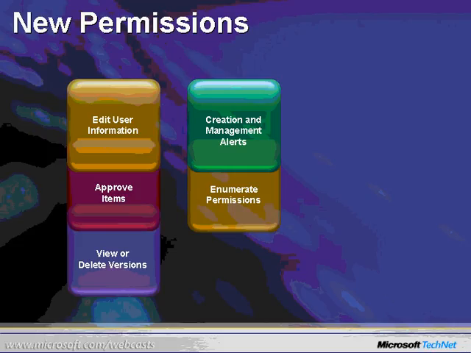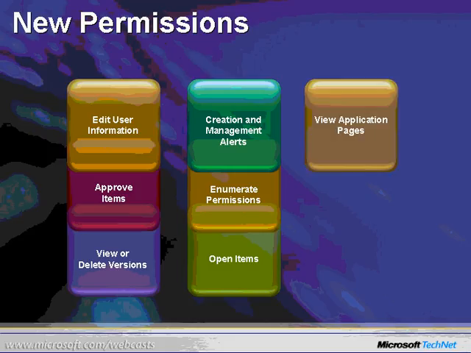Using enumerate permissions is another tool that is now available in SharePoint 2007. You can read the permissions, however, you are not able to change them, simply to enumerate them, to list them. Open items. With open items, you can now view the source of server files, the ASPX files. In SharePoint 2007, you are able to set permissions to view application pages. So, for example, layout pages can now have permissions applied to be viewed.